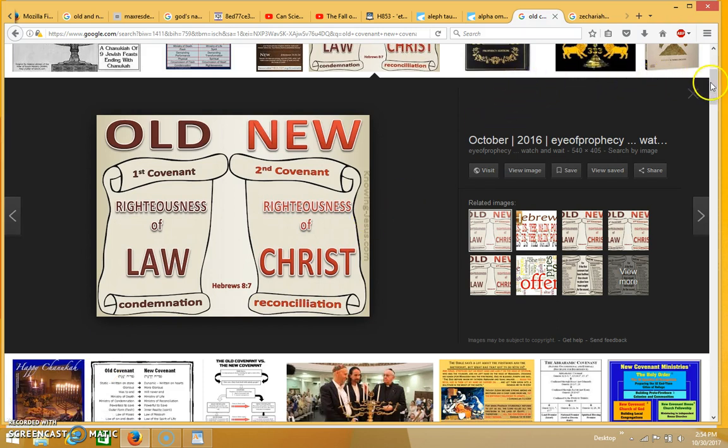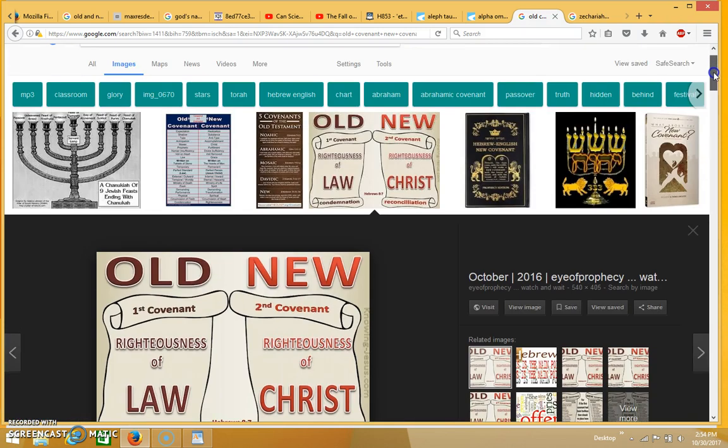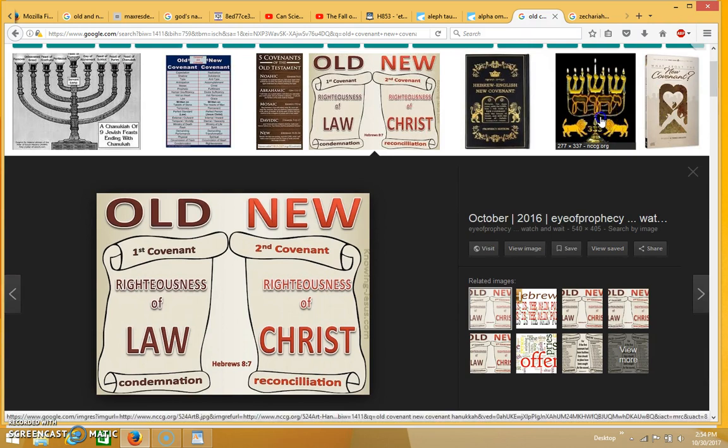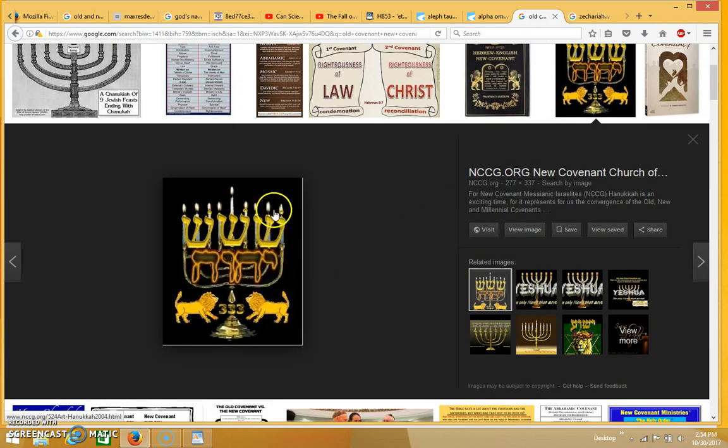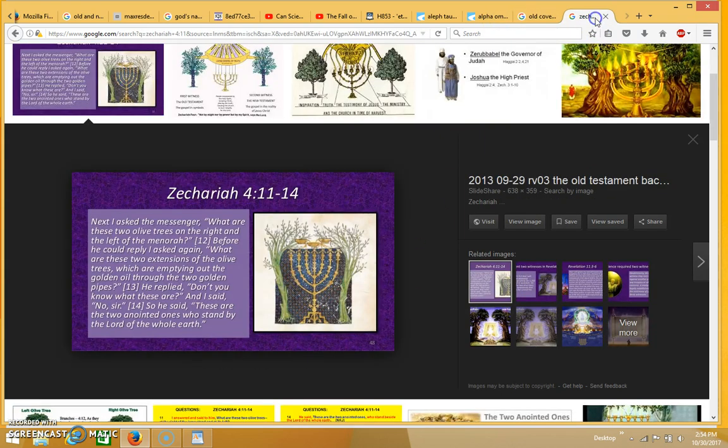And incidentally, in between the two covenants was the Feast of Hanukkah. And I thought this was a really interesting image over here for Hanukkah. But I've mentioned this before, how I believe that the Feast of Hanukkah is represented in Zechariah 4:11 with the 7 candlesticks, and then you have the 2 additional olive tree candlesticks.